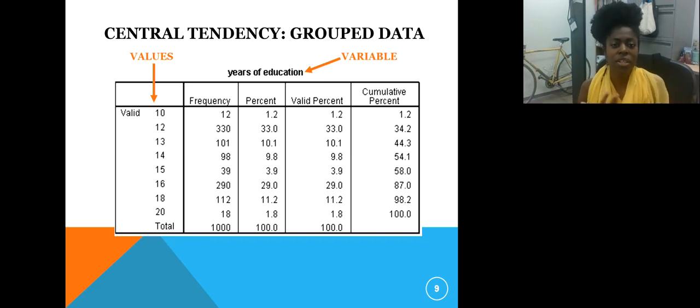All right, and then now we have the first question. What's our mode? If we remember, mode means the value that we see the most. Well, we see 10, 12 times. We see 12, 330 times. We see 13, 101 times. So which one do we see the most? Hopefully you're saying 12. So the most frequent value that we see here is a high school diploma.